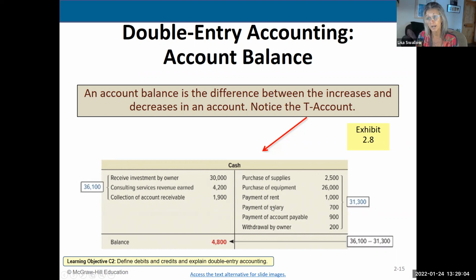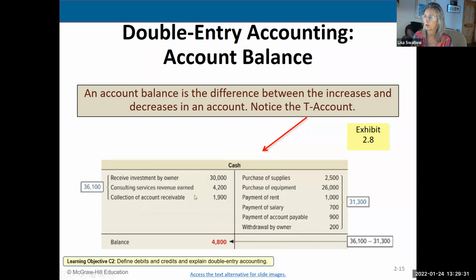Then I go over on the right-hand side of the account, which is credit. And in an asset, credits decrease them. And I'm like, oh my goodness, look at all the things that decreased my cash, right? I bought some supplies, I bought some equipment, I paid my rent, I paid some salaries, I paid an accounts payable off, right? So I had an old liability that I paid down, and then I drew some money out.